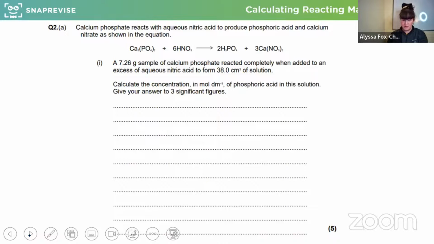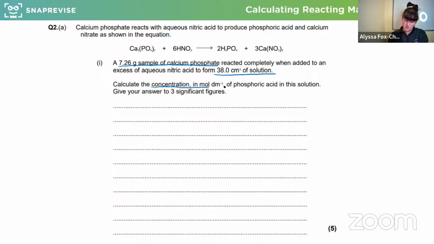I'm going to need to speed through this one because we have only got a couple of minutes left. So again, feel free to turn off the sound if you want to just read it through yourself, but I'll read through the question really quickly and then we'll get on with answering it. So calcium phosphate reacts with aqueous nitric acid to produce phosphoric acid and calcium nitrate as shown in the equation. A 7.26 gram sample of calcium phosphate reacted completely when added to an excess of aqueous nitric acid to form 30 cubic centimeters of solution. Calculate the concentration in moles per decimeter cubed of phosphoric acid in this solution. Give your answer to 3 significant figures.